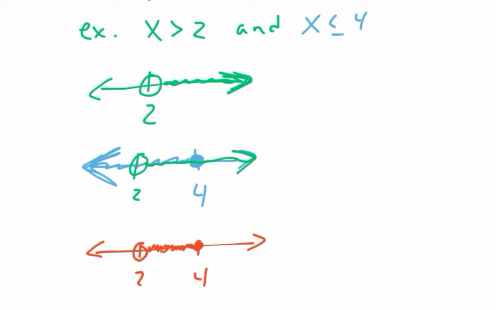Maybe let's do it this way. We have here x is greater than 2. If we flipped those around, so instead of x being first, we had 2 on the left and x on the right, what sign would go in between? X is greater than 2 or 2 is less than x. So you agree I could say 2 is less than x like that?